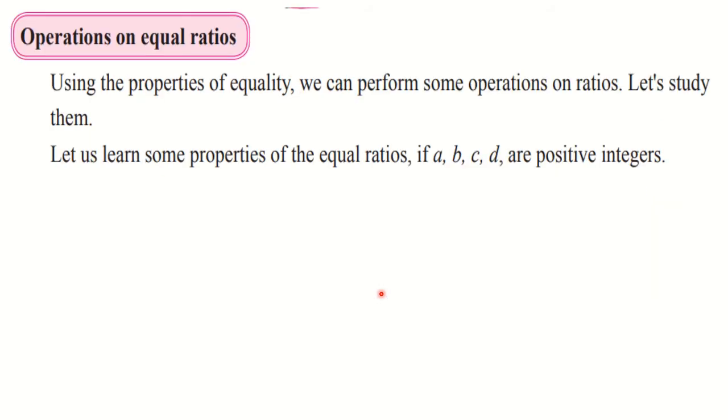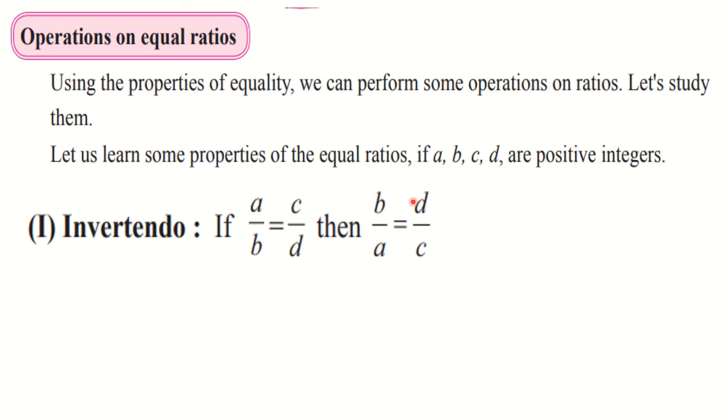Let us go further. The next topic is now the operation on equal ratios. This is an important topic. Here we are going to see 5 different operations or 5 different properties. We have done them. So here what we are doing is we are taking 4 numbers A, B, C, D and we are assuming them as positive integers. And from this we are going to write 2 ratios. The ratios are what? A upon B and C upon D.